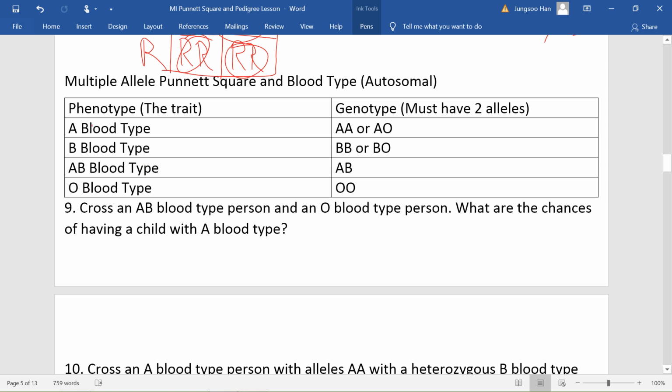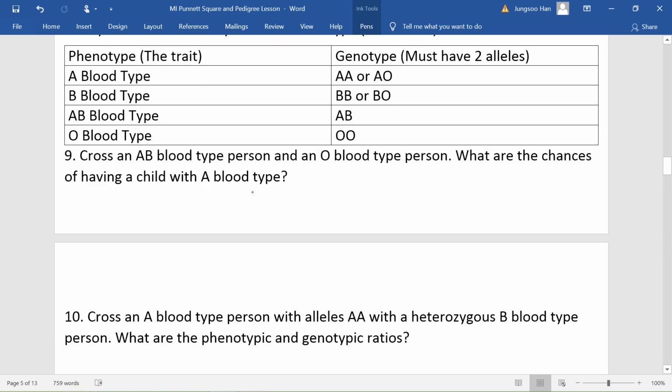So what this tells us is that A is dominant over O. As you can see, AO alleles still create A blood type. So O is recessive, A is dominant. In the case of B and O, same thing: B is dominant over O. For AB blood type, you see that there are alleles A and B. What that means is allele A and allele B are codominant to each other, so they'll both be showing. And the O blood type, because it's recessive, the only way possible is if you have two O alleles.